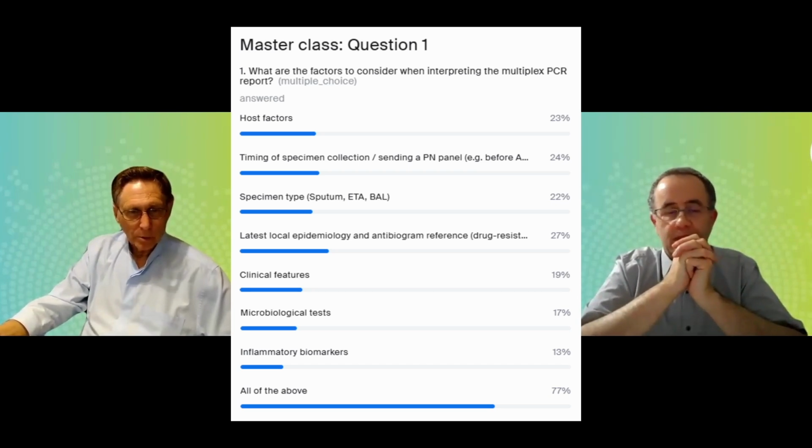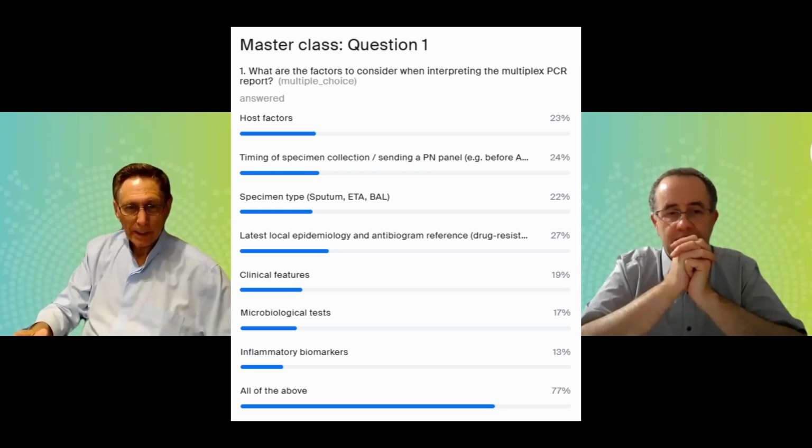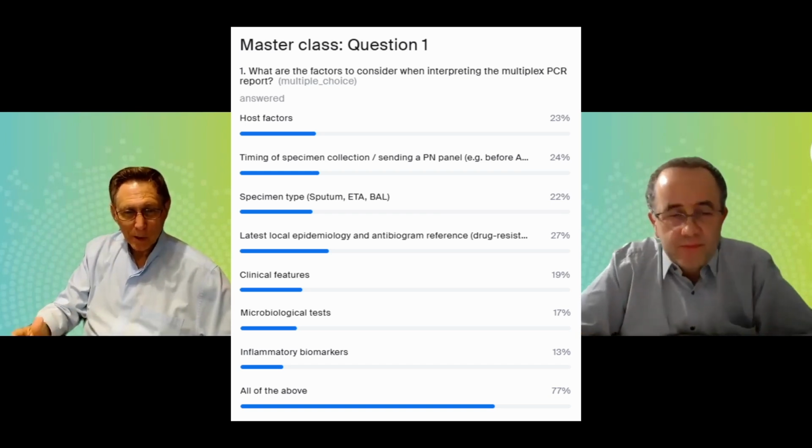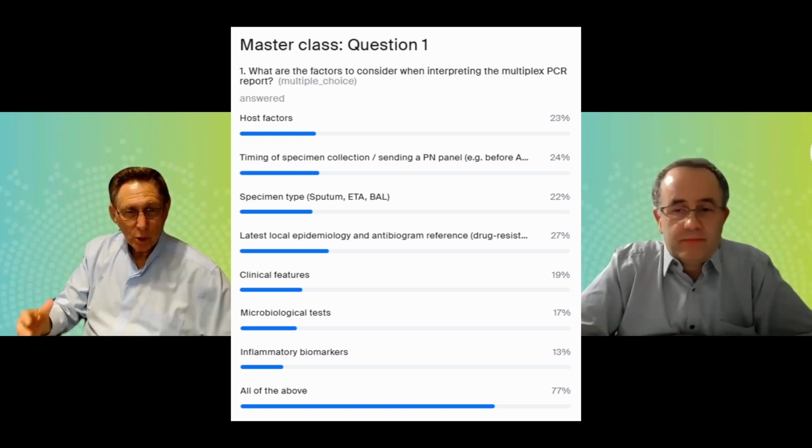Depending upon what's available. Not everybody has a BAL, et cetera, but you should know your local antibiogram. You should obviously review the clinical symptoms and what typical microbiological results are available. If you have procalcitonin, that may be useful as well. And of course, the host. I think all of those should be taken into account when deciding on therapy. So I would have answered all of the above.